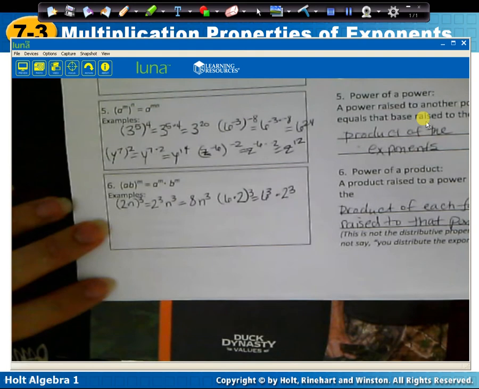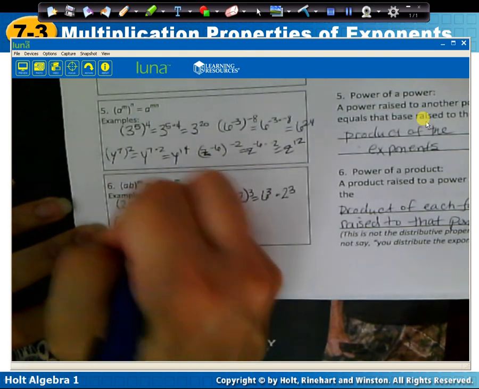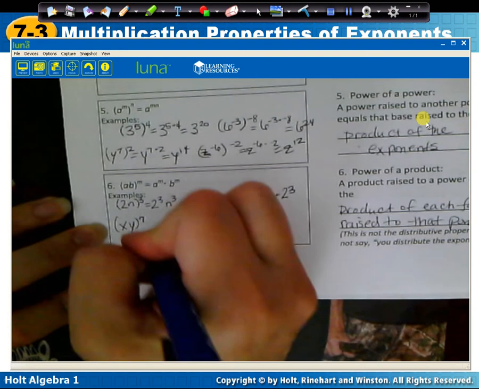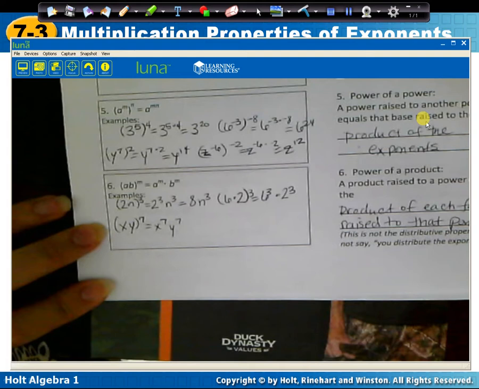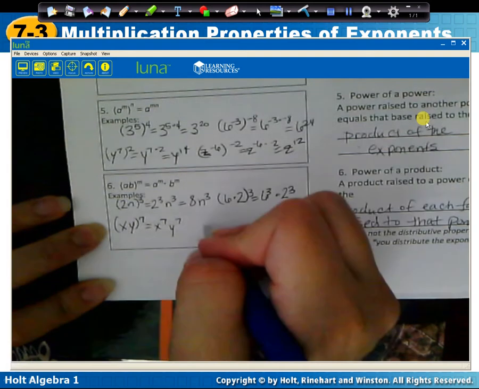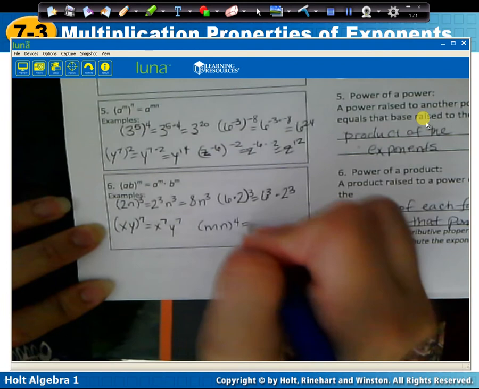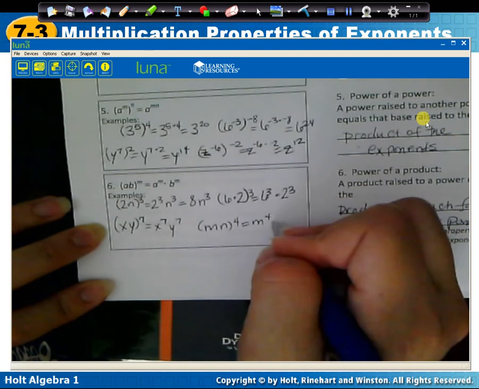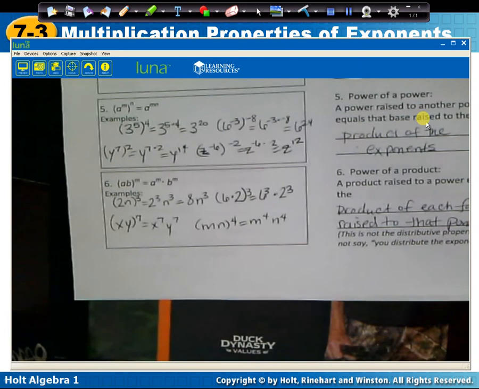Looking at variable examples, I have xy to the 7th. That equals x to the 7th, y to the 7th. And then my last one, mn to the 4th. That equals, as you may have been able to guess by now, m to the 4th, n to the 4th. All right, this is all you're going to write on this sheet of paper for the day.